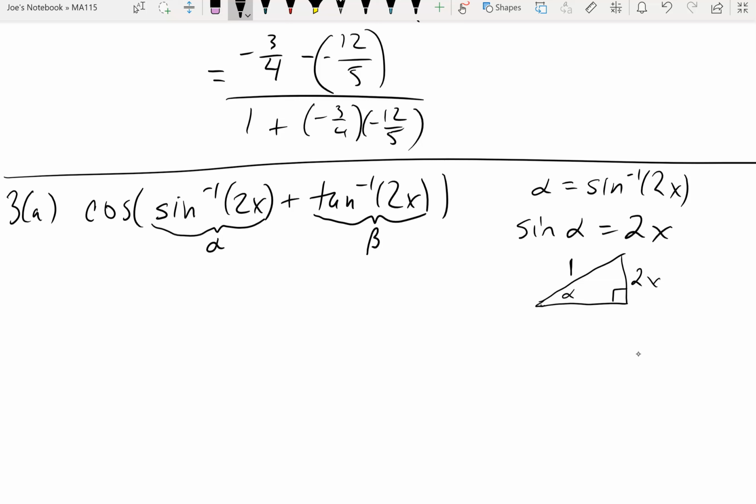Can we figure out the third side? In terms of x, can we figure out the third side here? Good. Yep. Pythagorean theorem, right? That'd be 1 squared minus the quantity 2x squared. That's where 4x squared is coming from.